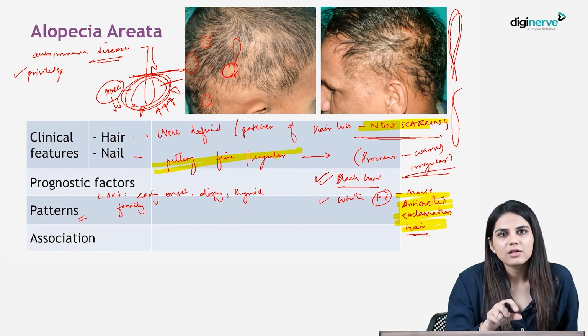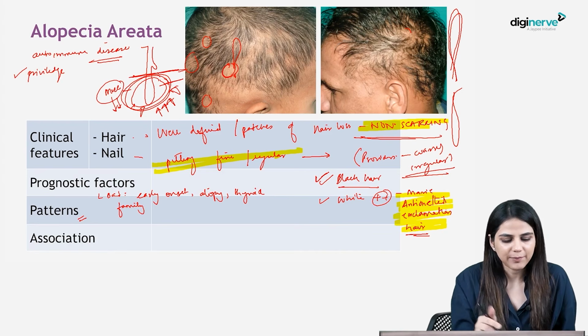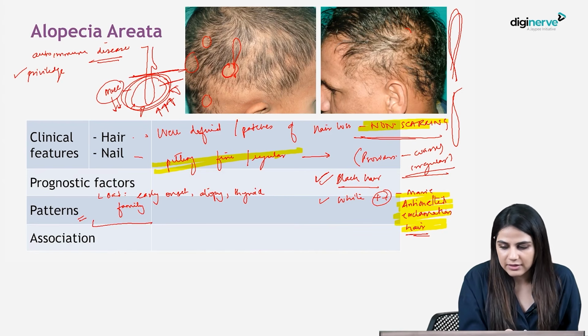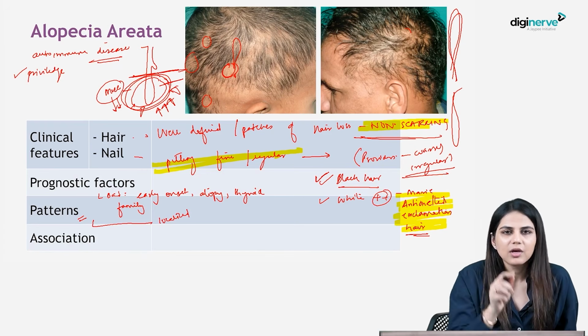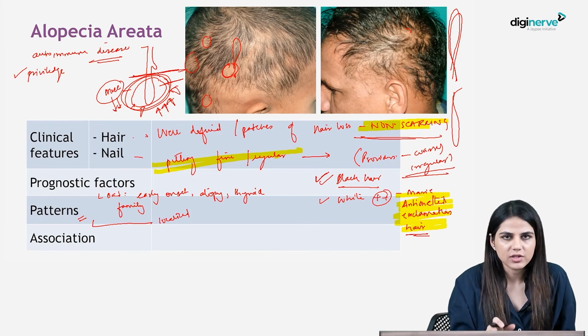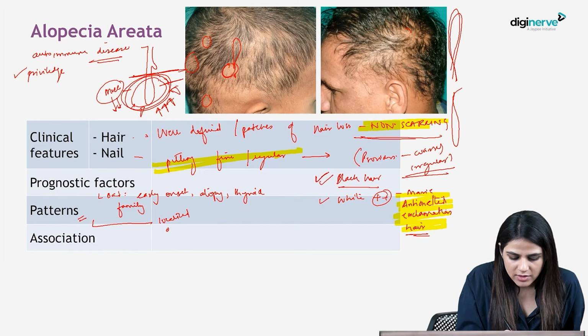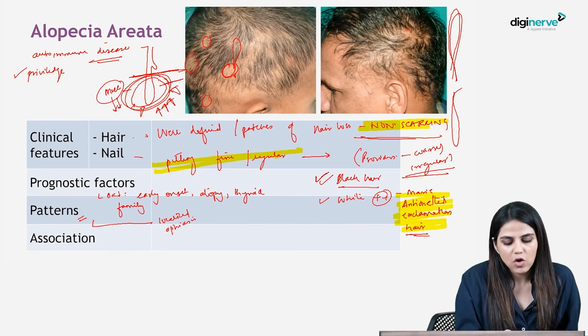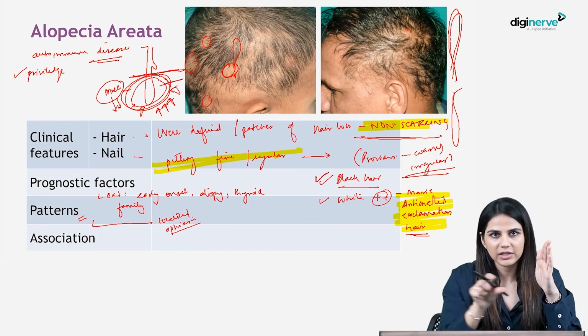The hair loss occurs in certain patterns and some of the patterns also have very bad prognosis. The patterns are, one, localized, which is shown in this picture: random but localized patches. They do not involve the entire scalp. The second one is ophiasis, which is in the occipital region, just behind, from one ear to the other ear.